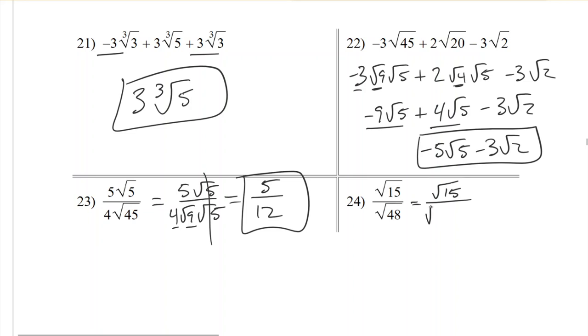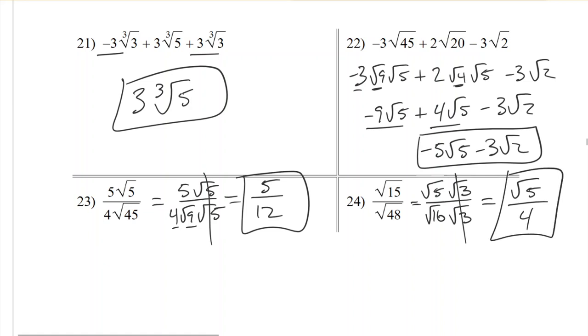48 is what? 16 and 3. Square root of 16, square root of 3. So I'm going to say the square root of 15, instead of the 15, I'm going to say that's the square root of 5, square root of 3, right? Because 5 times 3 makes 15. Now I can get rid of those 3's. So this is the square root of 5 over, what's square root of 16? 4.